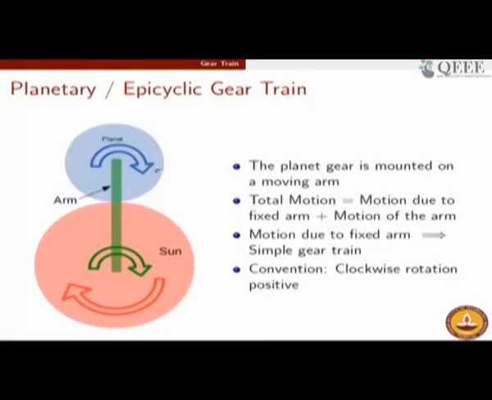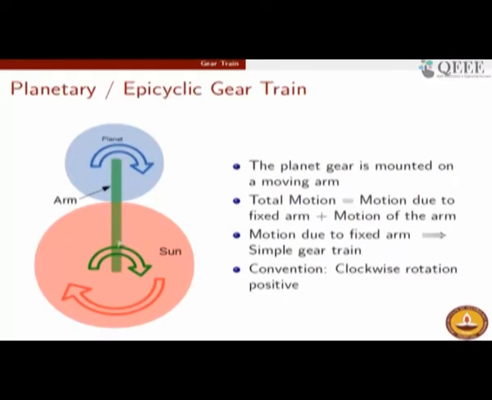So that is exactly what we will do, and we will do it in a tabular fashion. So we will analyze the following two conditions. Once we will take the arm to be fixed. If the arm is fixed, the analysis is as simple as a simple gear train. So in this case, if the arm is fixed, it is a simple gear train between the sun and the planet. The sun rotates in this fashion, which is clockwise, and the planet rotates in this fashion, which is also clockwise as per the diagram, but it should be the other way around because it is a simple gear train if the arm is fixed.